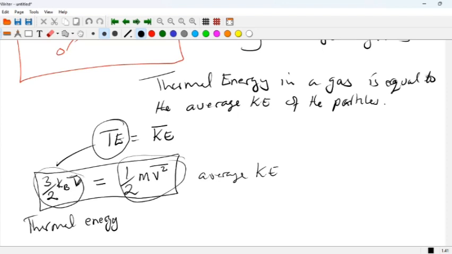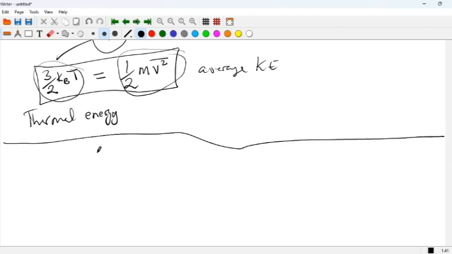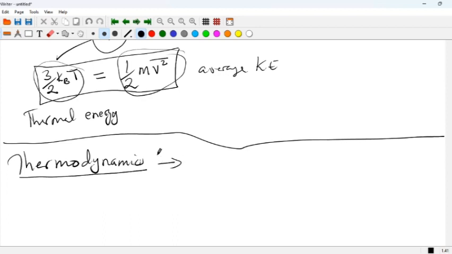And this allows us to look at the next topic, which is also going to be part of the test that we are going to write, and that is thermodynamics. In terms of this topic, we are going to start it now, and when we start it, I want us to create time.